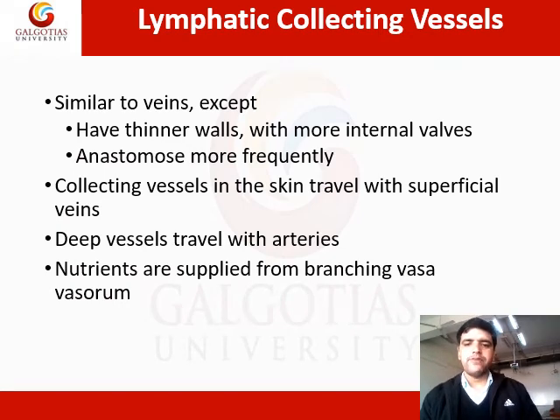Next is the lymphatic collecting vessels, which are similar to the veins except they have thinner walls, have more internal valves, and anastomose more frequently. Collecting vessels in the skin travel with the superficial veins. Deep vessels travel with the arteries. Nutrients are supplied from branching vasa vasorum so that the nutrients can be found within the vessel walls.